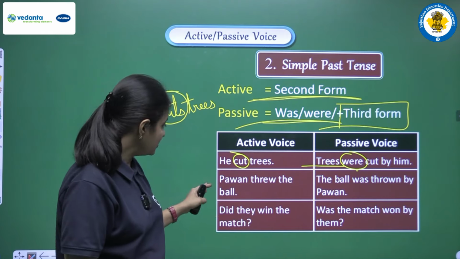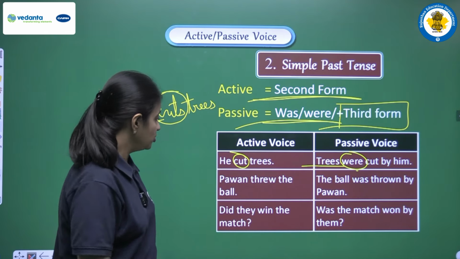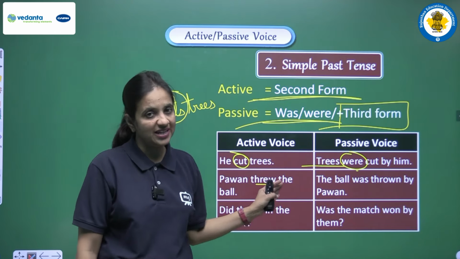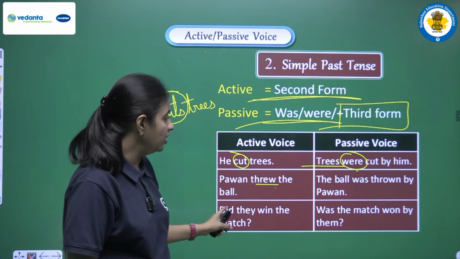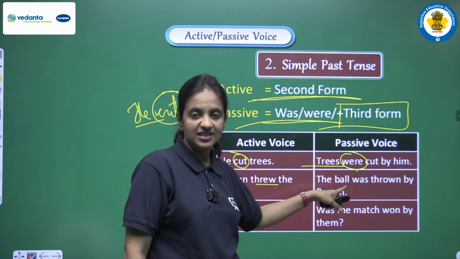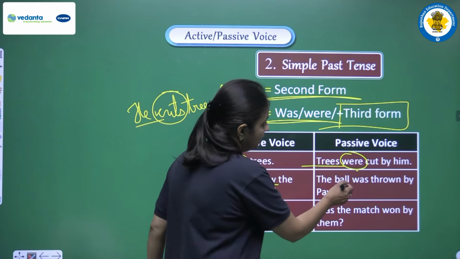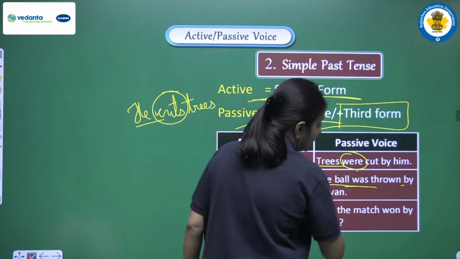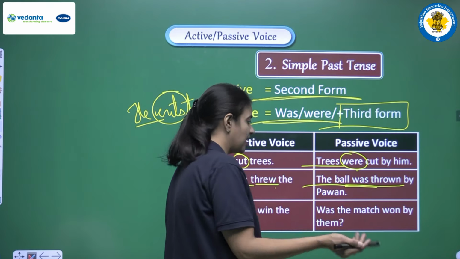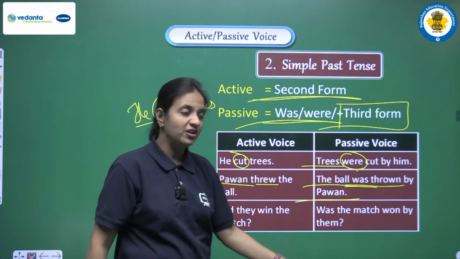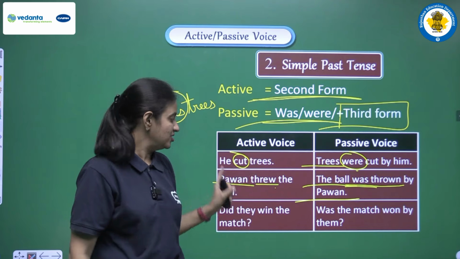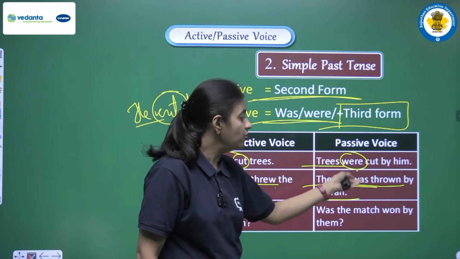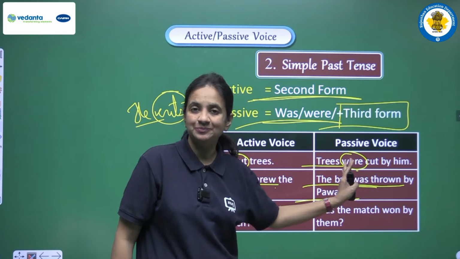Okay, next is Pawan threw the ball. So now we are having second form threw, so it is clear we are having past simple tense here. Our object is the ball, so it will be here in the beginning of the sentence in passive voice, the ball. Now ball is a singular thing, so we are having was here. Third form thrown, and Pawan is a noun, so there will be no change. We will write by Pawan only. So sentence will be Pawan threw the ball, and passive voice will be the ball was thrown by Pawan.